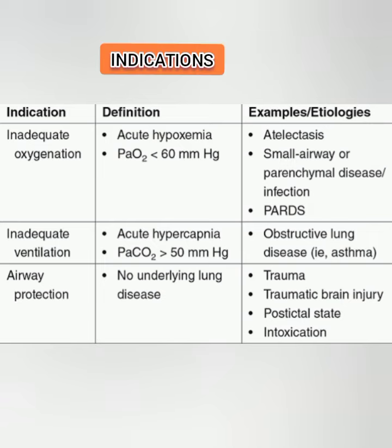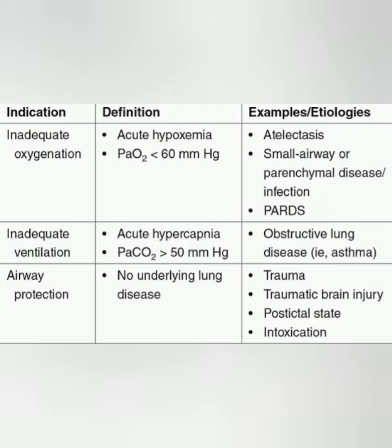Now I would like to explain the different indications of mechanical ventilation. Inadequate oxygen: if a person has acute hypoxemia, it may result from atelectasis or any kind of airway obstruction. Then inadequate ventilation may lead to acute hypercapnia, that is an excess level of carbon dioxide, which may lead to obstructive lung diseases like asthma.